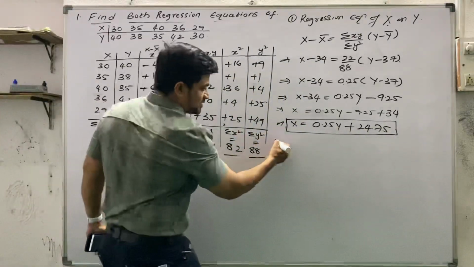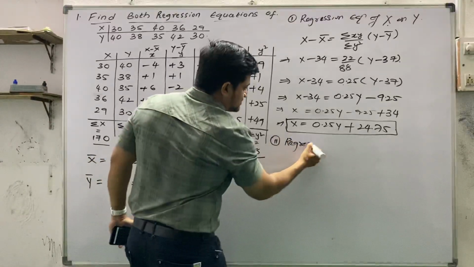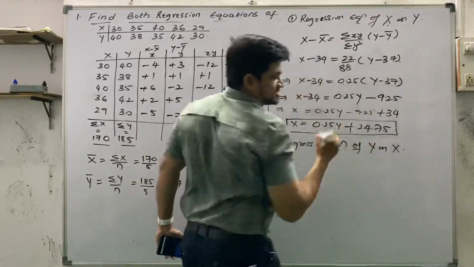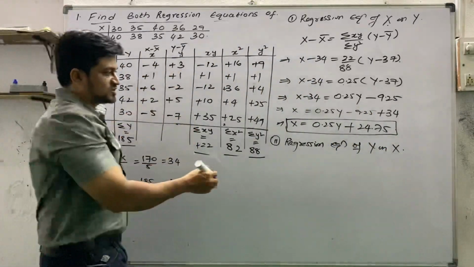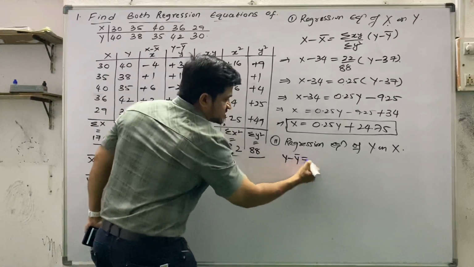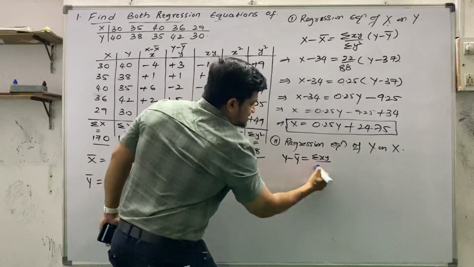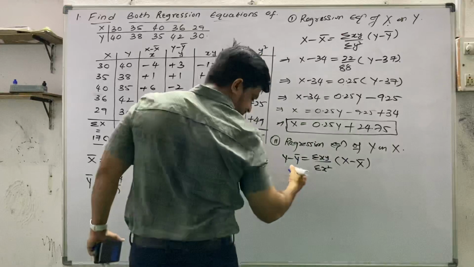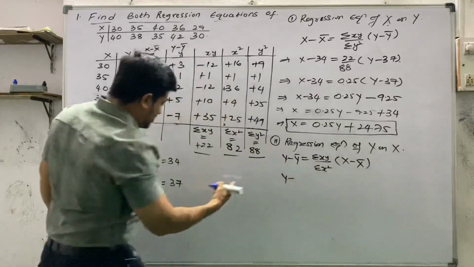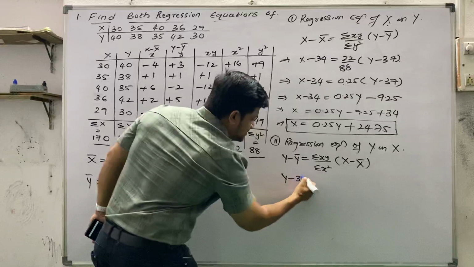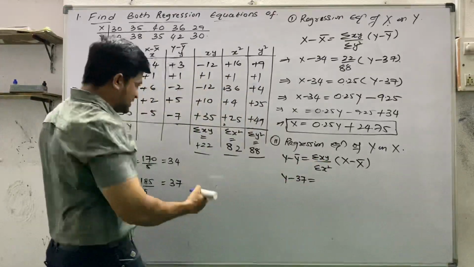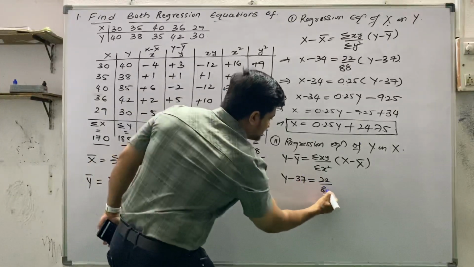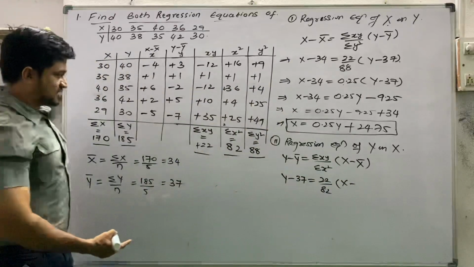So this is the regression equation of x on y. Similarly, we have the second one, regression equation of y on x. Once we have x on y and y on x, what we can do: y minus y bar equals sigma xy by sigma x square into x minus x bar. Now y minus mean of y, whatever the mean of y value is, 37, sigma xy 22, sigma x square 82 into x minus mean of x.